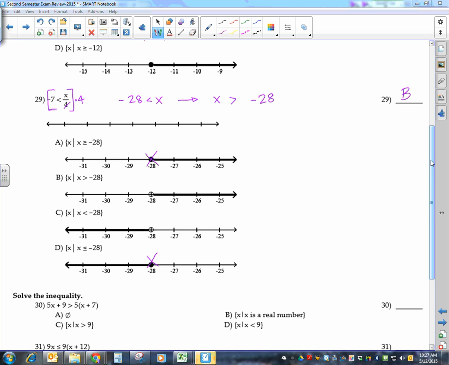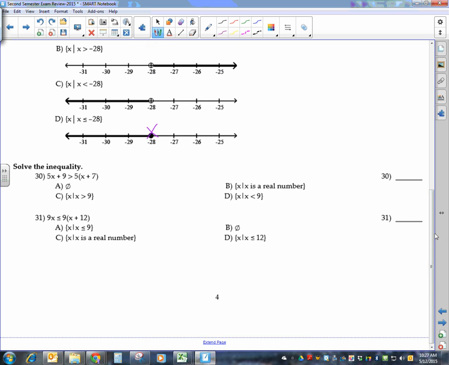Okay, number 30. This one we're solving and we don't have to graph. So I have to get rid of these parentheses. So I have 5x plus 9 is greater than 5x plus 35, because I'm distributing this 5 in the parentheses.